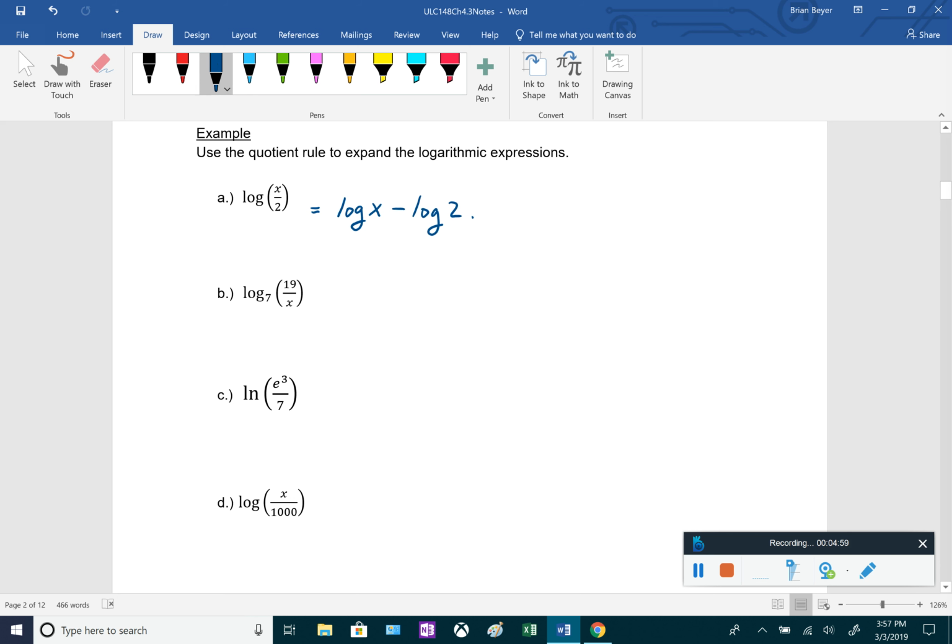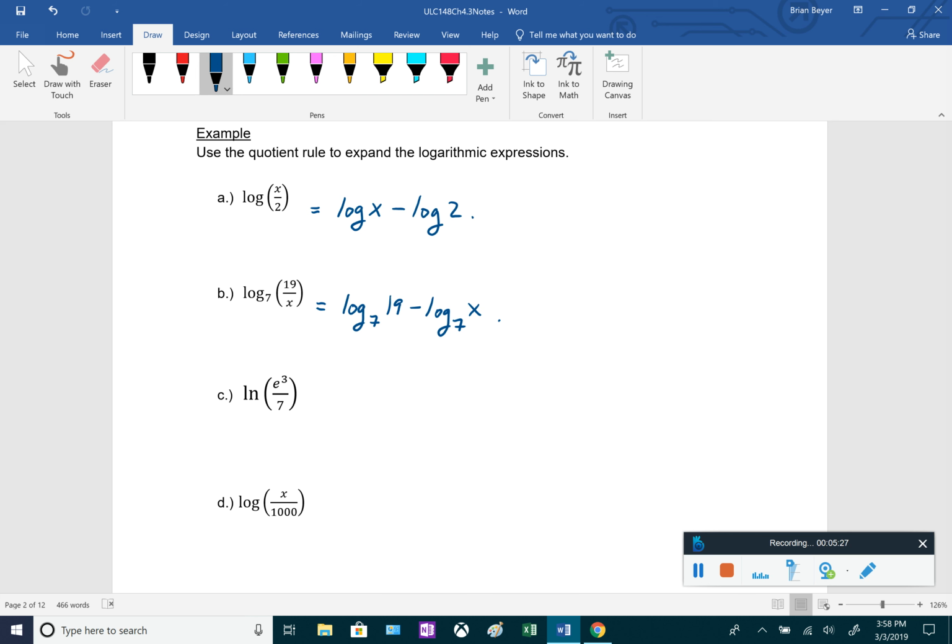And that's a base 10. Doesn't really matter in this case, but that's base 10 since it's not written. Next one, log base 7 of 19 over x. That's going to be log base 7 of the numerator minus log base 7 of the denominator. So log base 7 of 19 minus log base 7 of x. So always try to simplify some of these logarithmic expressions if they're just numbers.